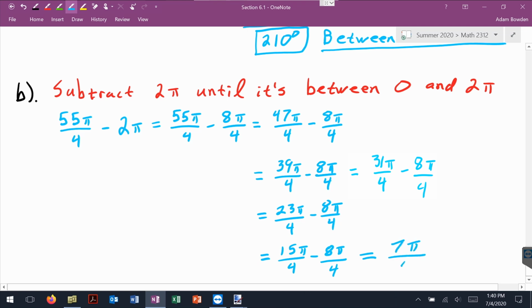7 pi over 4. Now I finally got down to a number small enough. If I try to subtract 8 pi over 4 again, I'm going into negative numbers. So I don't need to subtract 8 pi over 4 another time. This is now going to be between 0 and 2 pi. And that's good enough to show that this would be coterminal to the original starting angle.